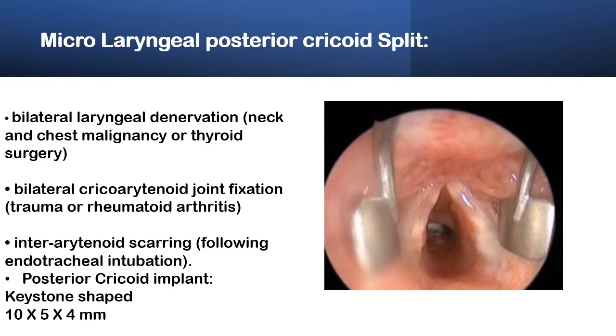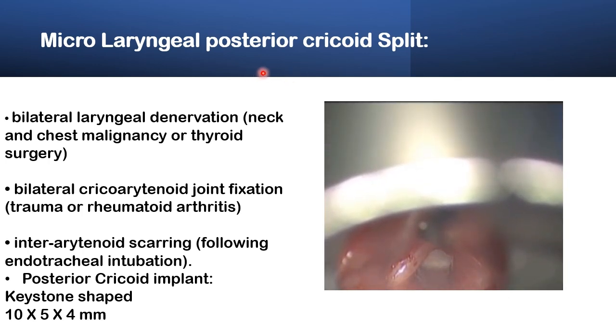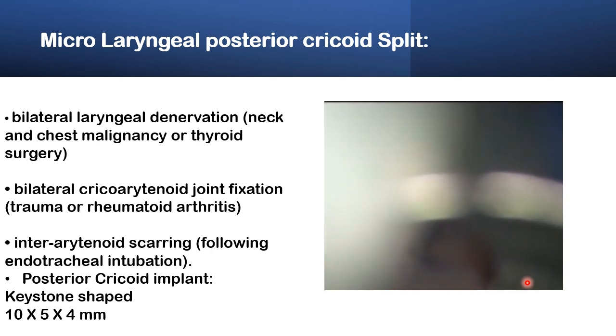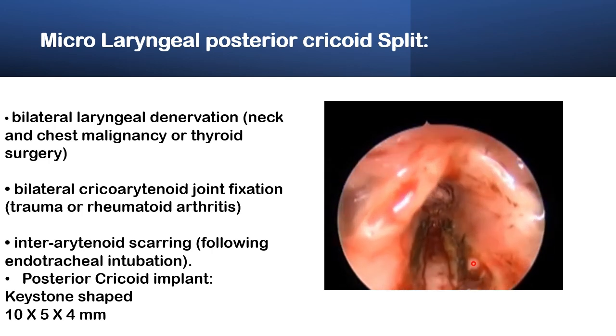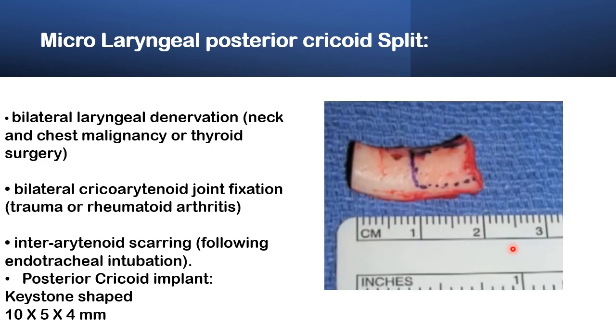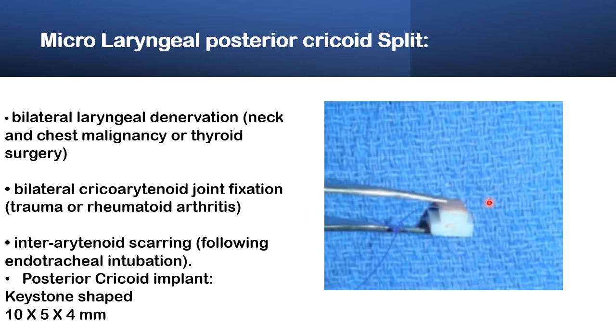An alternative way for the management of bilateral vocal fold paralysis is the posterior cricoid split, in which the posterior cricoid plate is split by laser in the midline, and then a prosthesis, an autograft of cartilage, is used to keep the two cut ends of the cricoid cartilage separated. Here we have made the laser cut in the cricoid plate, autogenous cartilage graft. Dimensions would be 1 centimeter long, 5 millimeters wide and 4 millimeters in height.